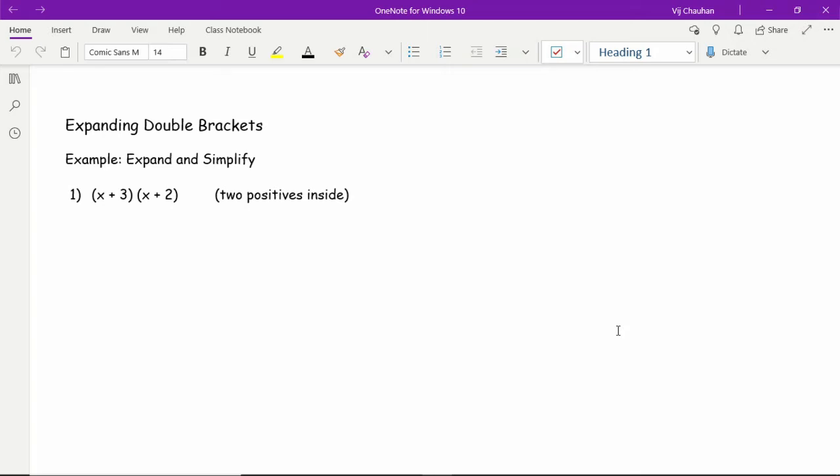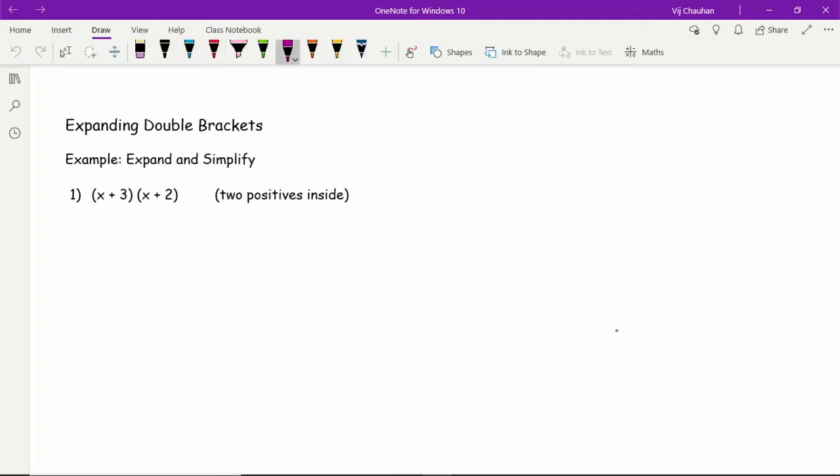For the loop method, it's definitely a lot easier and definitely a lot quicker, and I think once you get your head around this, then using the loop method might be a little bit easier. The loop method is also called FOIL as well, which again I'll go through when I go through that method. So let's start off with this question.